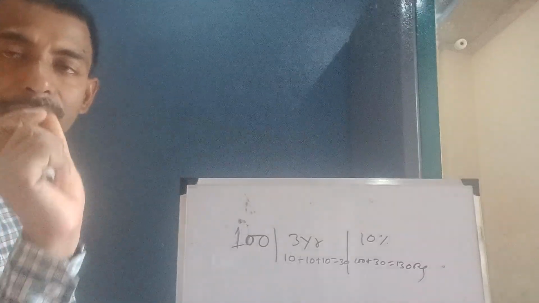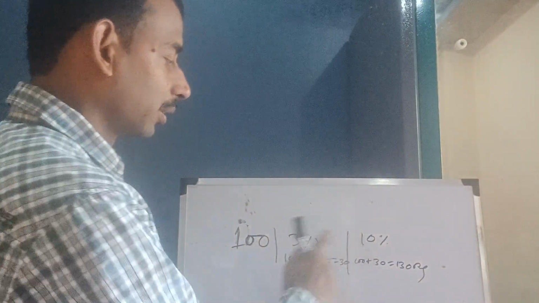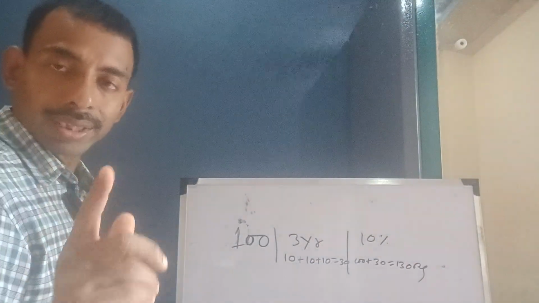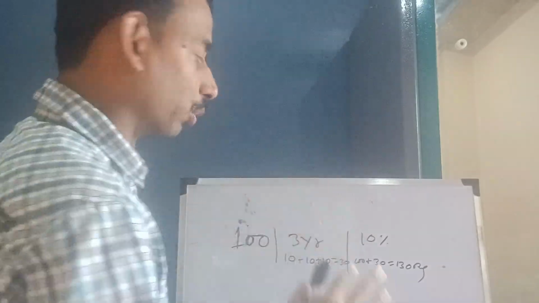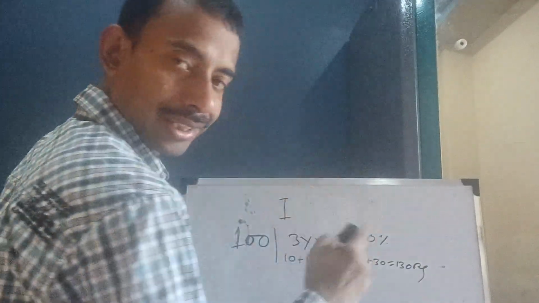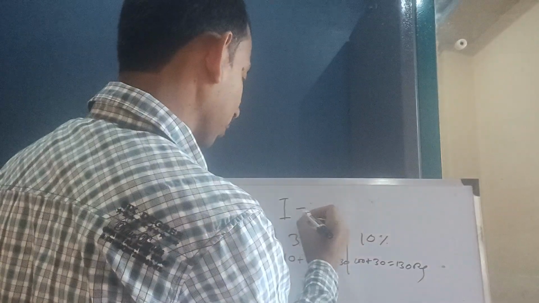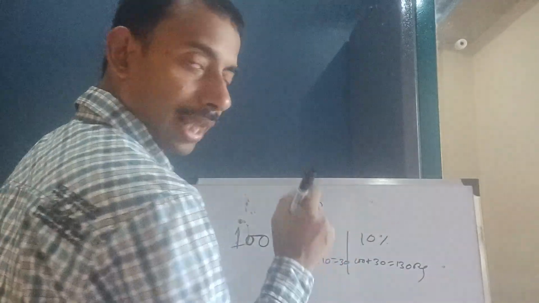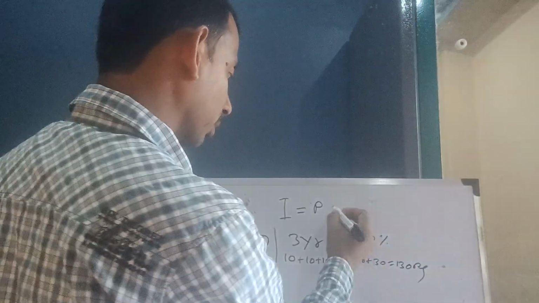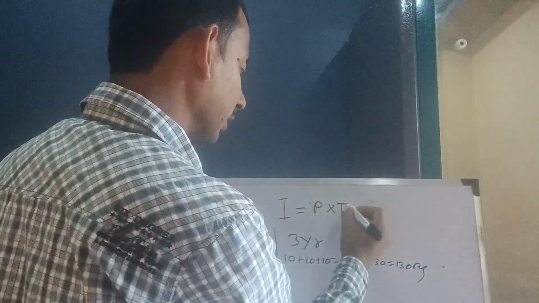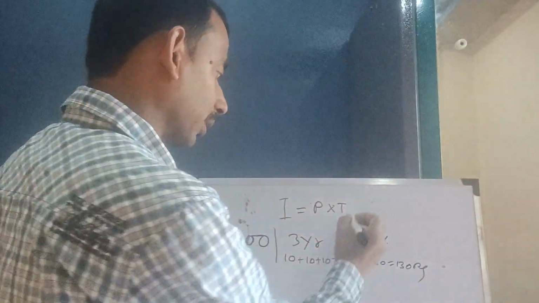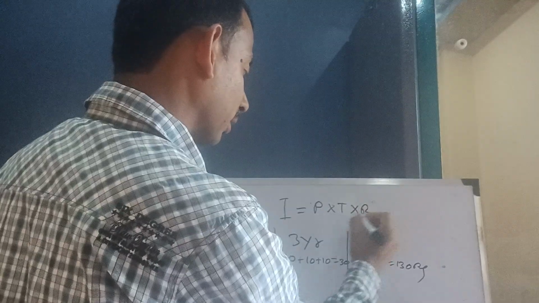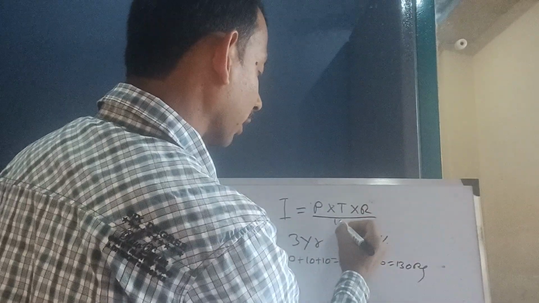Now there is a simple formula to calculate total interest after a certain period. The formula is I for interest, total interest for the period, equals P for principal, the amount you invested or you borrowed, into T, the total time period, into R, rate of interest, by 100.